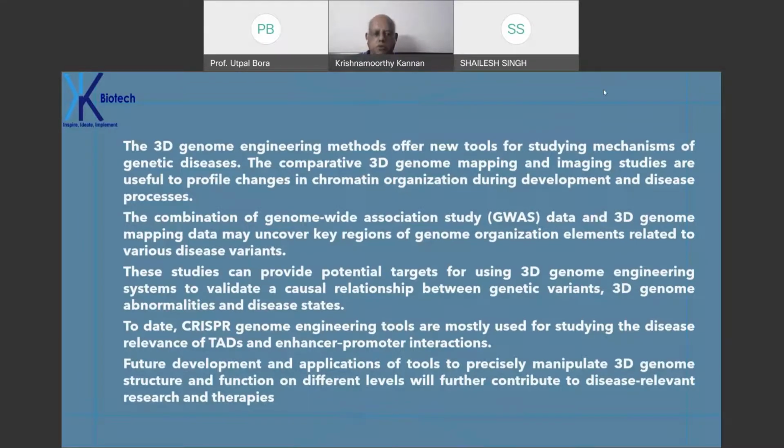To date, CRISPR genome engineering tools are mostly used for studying disease relevance of topologically associated domains and enhancer-promoter interaction. Further developments to precisely manipulate 3D genome structure and function on different levels will further contribute to disease understanding, research, and therapies.